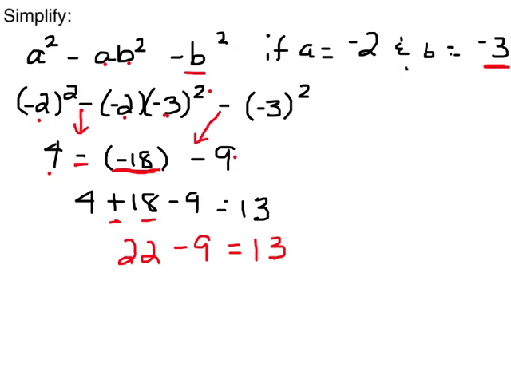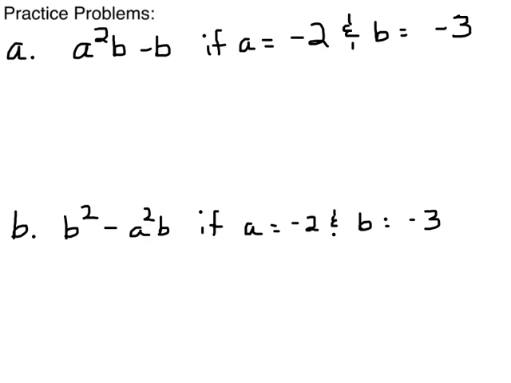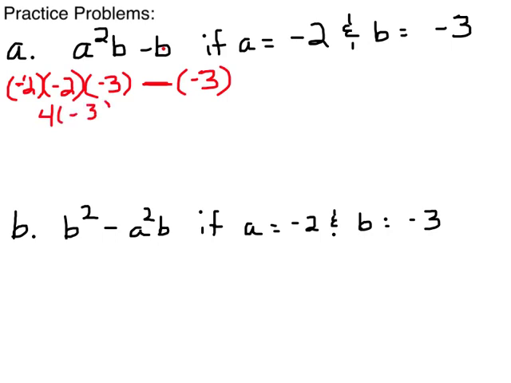Okay, let's do our practice problems. A squared b minus b. A is equal to negative 2. So I'm going to put negative 2 times negative 2, times b, which is negative 3, minus b, which is negative 3. I'm going to do my multiplication. Negative 2 times negative 2 is 4. And 4 times negative 3 is negative 12 minus negative 3, which really means plus 3. Negative 12 and positive 3 is equal to negative 9.